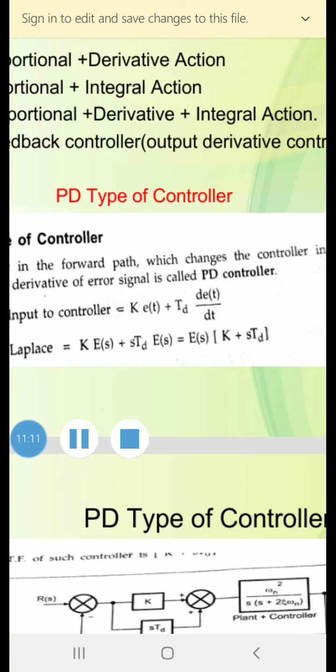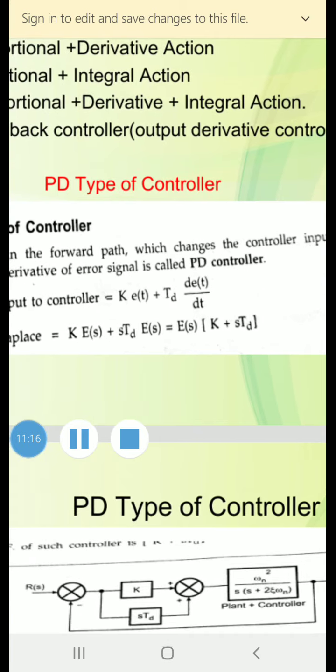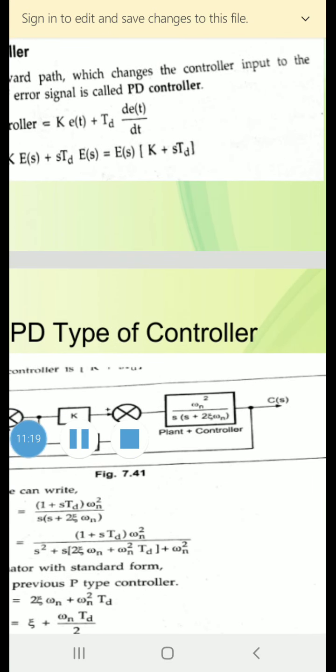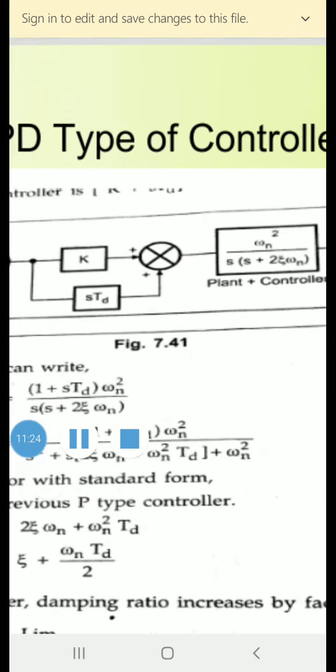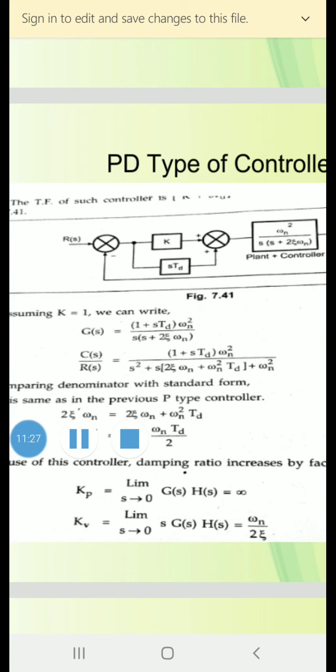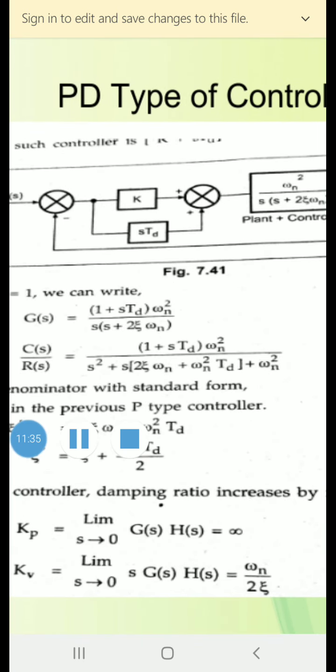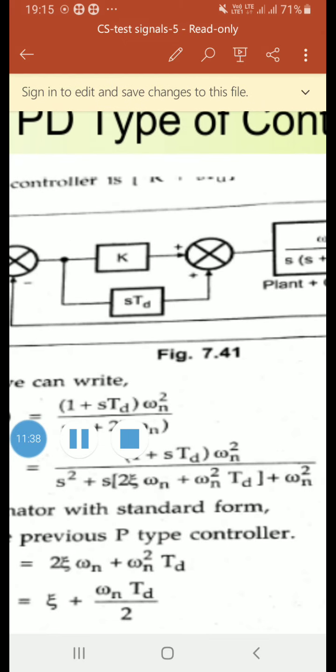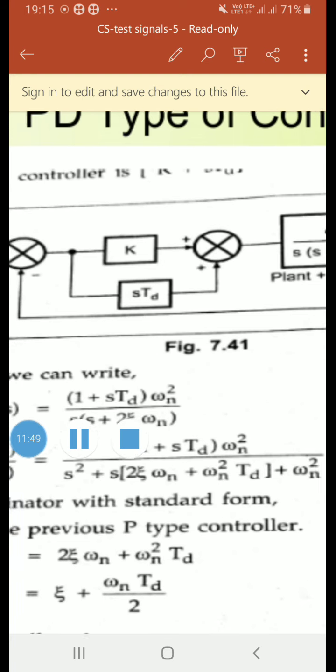So taking Laplace, what we get? K E of s plus s Td E of s, which is equal to E of s into bracket K plus s Td. Next we'll see the PD type diagram. The transfer function of such a controller is K plus s Td. You can see K and s Td given to a summer in the forward path. So the summer output will be K plus s Td, the transfer function, and this is realized in this diagram.